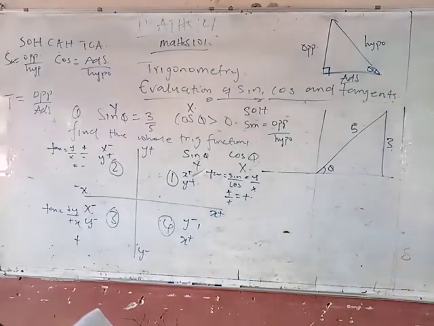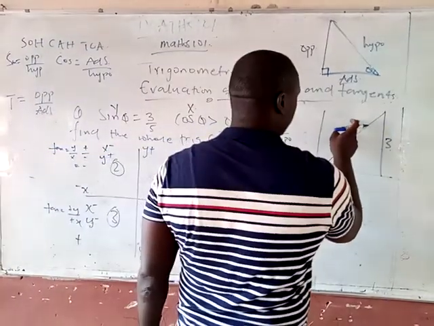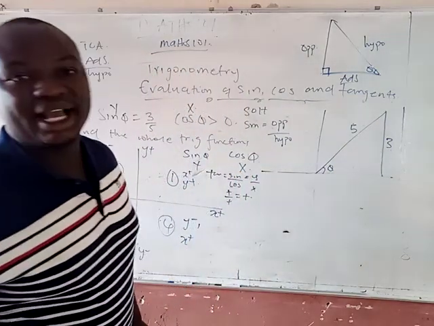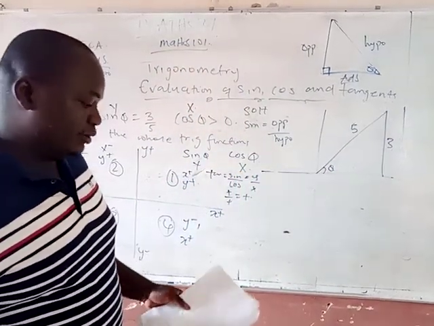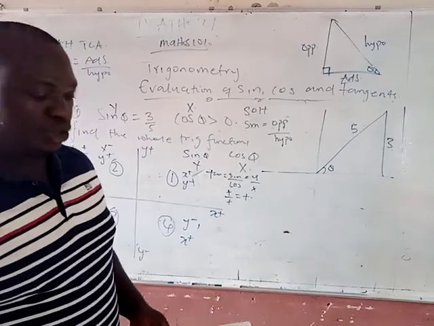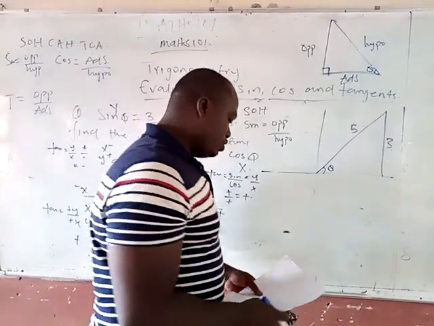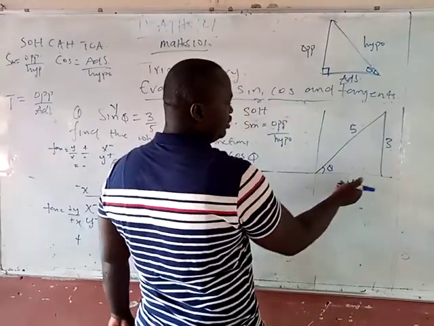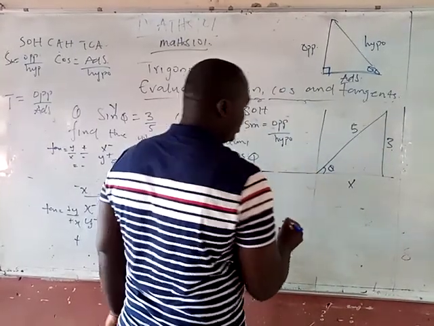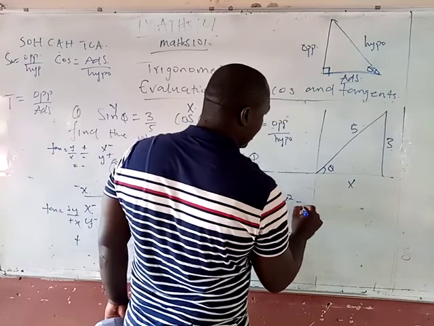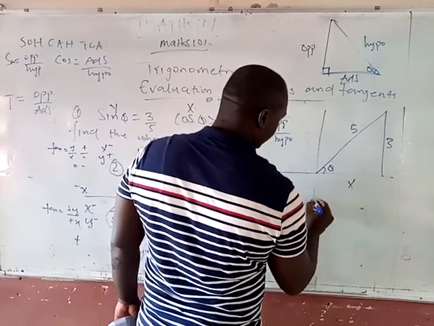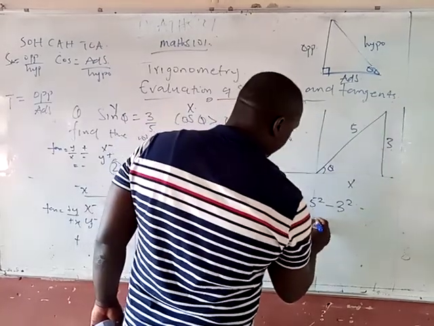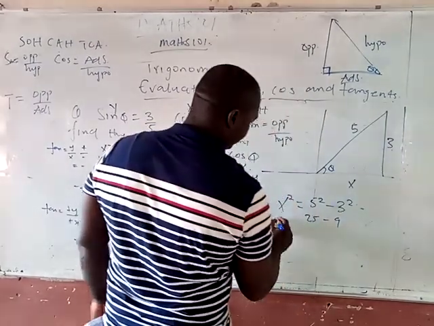Good. Now you have this angle. We have these two sides, but we don't have this place. But we can get it, yes, using Pythagoras theorem. Let me call this one x. So for me to get this x, using Pythagoras, x squared is equal to 5 squared minus 3 squared. And 5 squared is 25 minus 9.